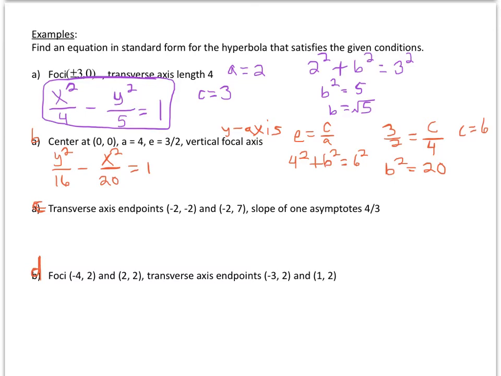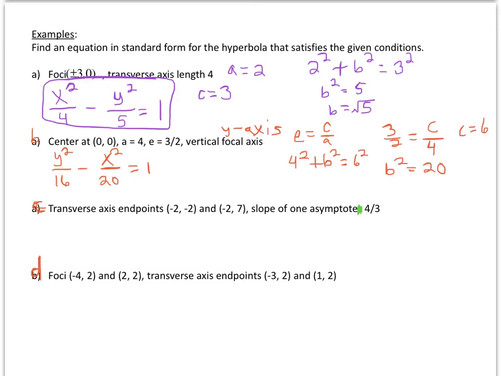The transverse axis endpoints. Now here we are looking at something where the center is not h, k. The transverse axis endpoints are (-2, -2) and (-2, 7). The slope of one asymptote is 4 over 3. So the endpoints for the transverse axis.